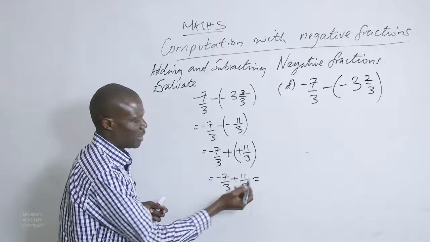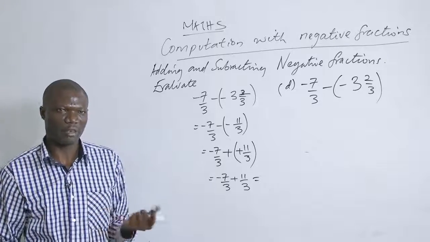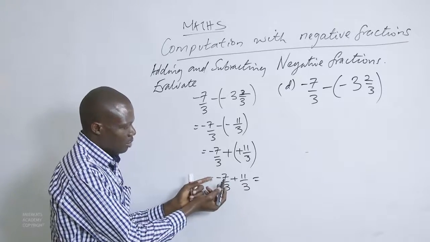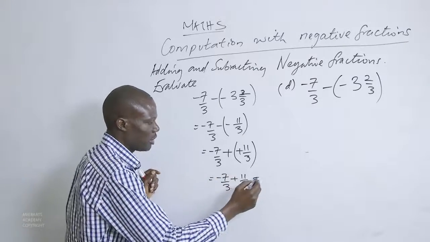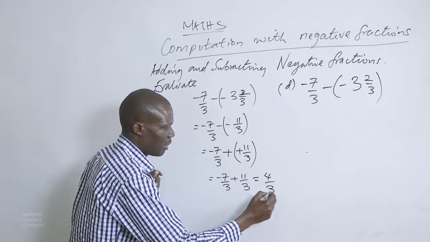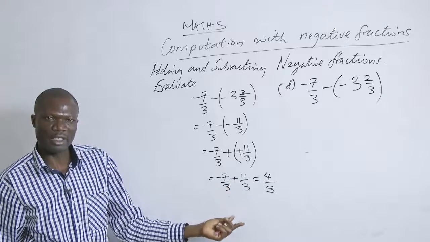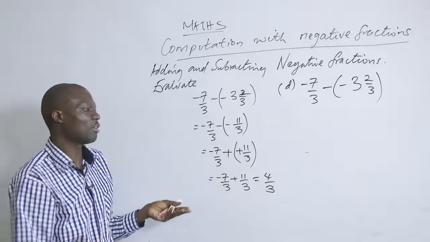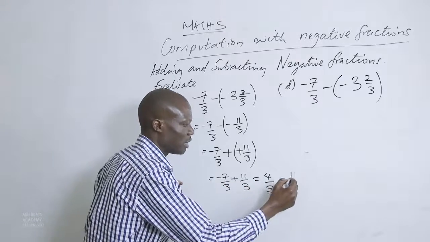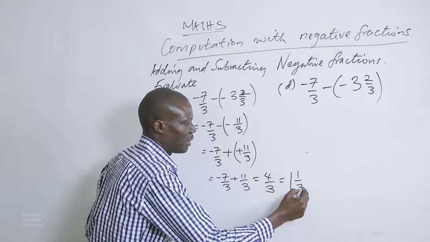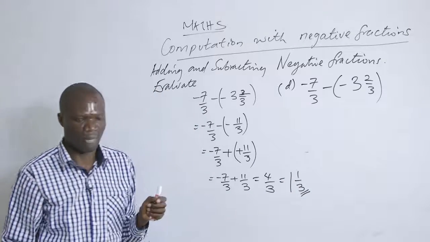Minus 7 plus 11 is the same as 11 minus 7. So we are expecting, this is smaller, this is larger, we are expecting a positive, which will give us 4 over 3. Now, 4 over 3 is already our answer. It is in improper form, but you can still go further and simplify it and say it is 1 and 1 over 3. And remember, it is positive.